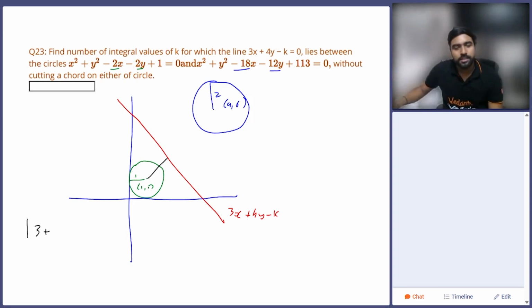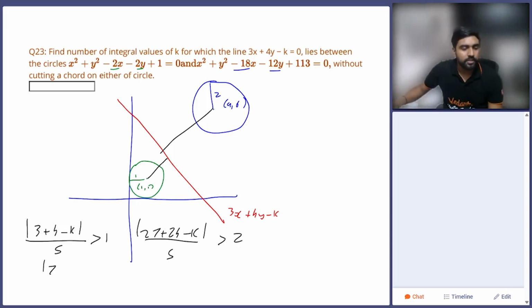What is this distance? That's |3 plus 4 minus k| divided by 5. This has to be greater than 1. And over here, this distance has to be greater than 2. What is this distance? That is |27 plus 24 minus k| divided by 5, greater than 2. So basically, you have |7 minus k| greater than 5, and |51 minus k| greater than 10.